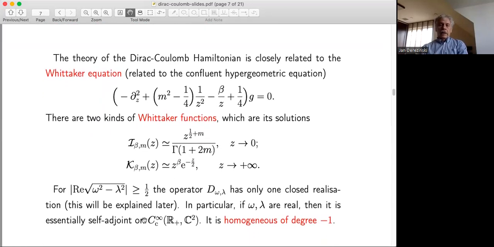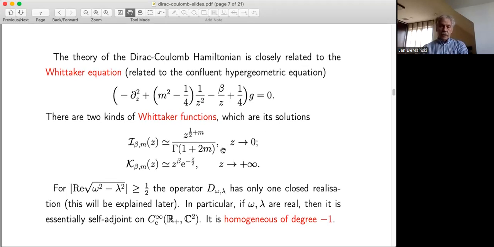Now, one can solve many things about the Dirac-Coulomb Hamiltonian using the so-called Whittaker functions. So Whittaker functions are some special functions related to the confluent hypergeometric equation, and there are two kinds of Whittaker functions which are briefly described on this slide. But please don't be overwhelmed by the identities.